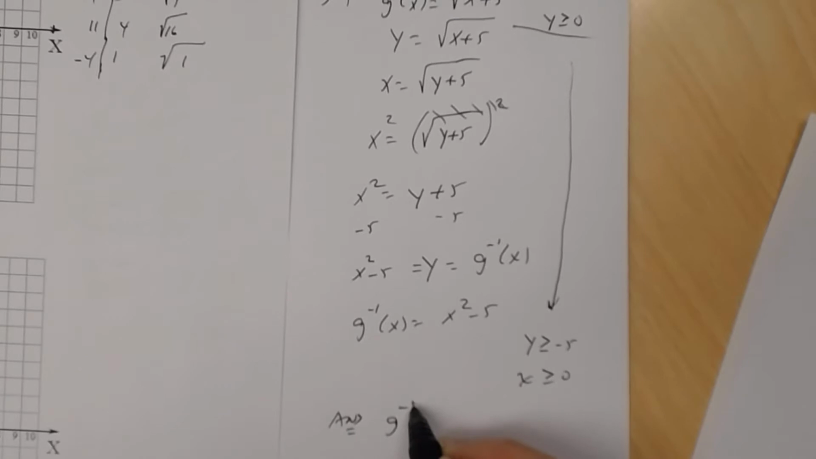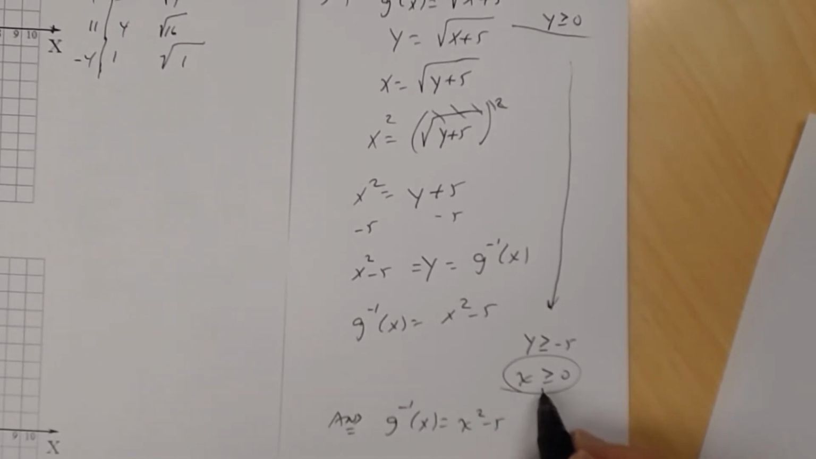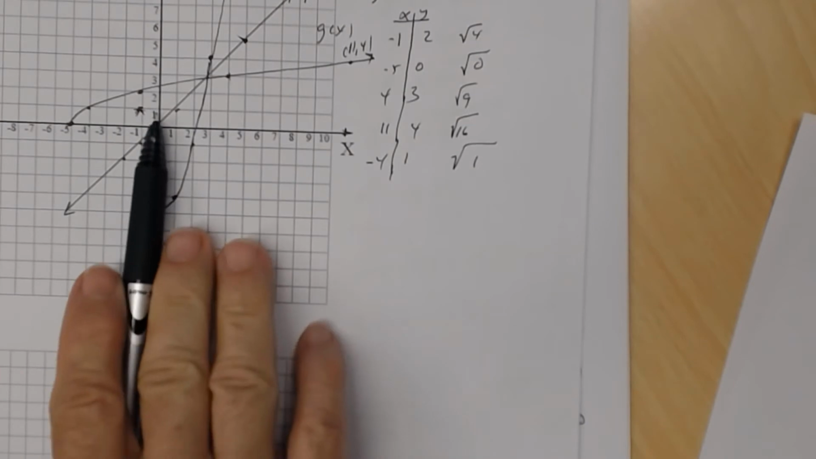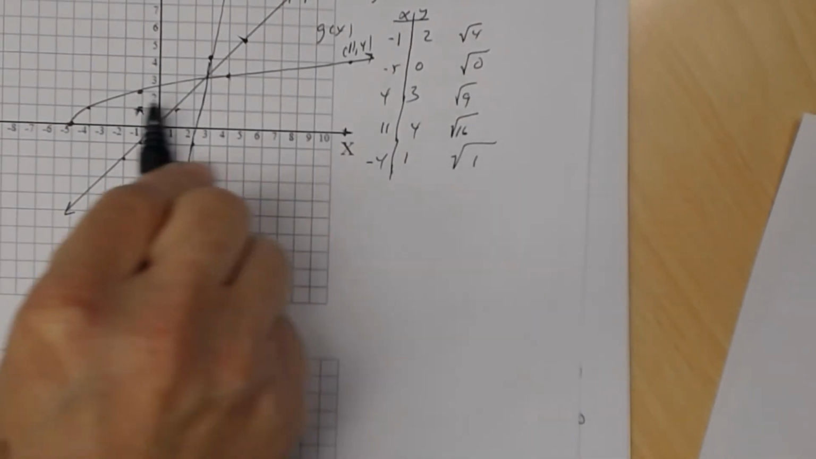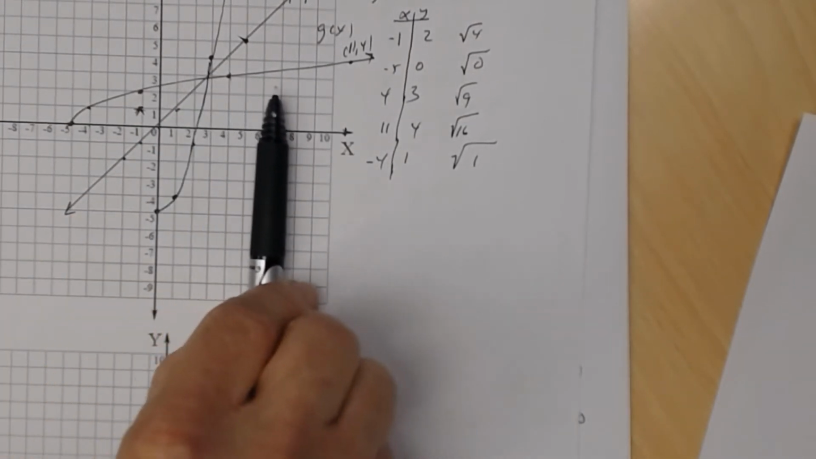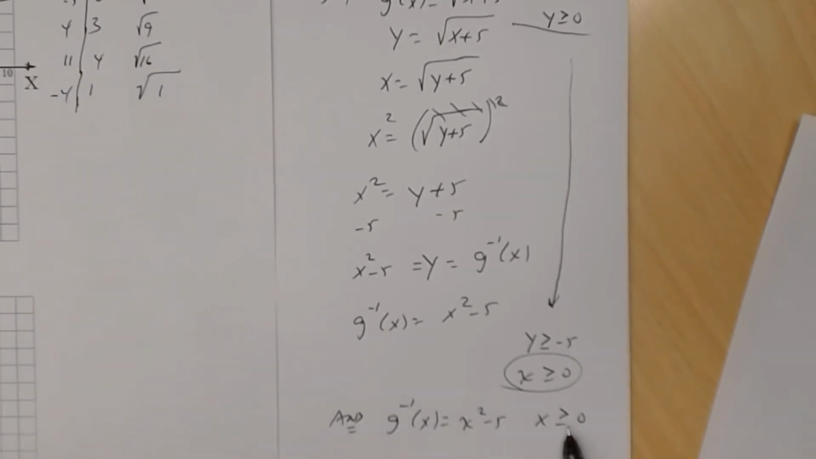You're going to say g inverse of x is going to equal x squared minus 5, and then you just take the domain. So you're going to say my domain then will be x is greater than or equal to 0. And notice that's what it is. So your domain, notice you're only graphing the part that's going from 0 to infinity. Okay, so that's how you do that.